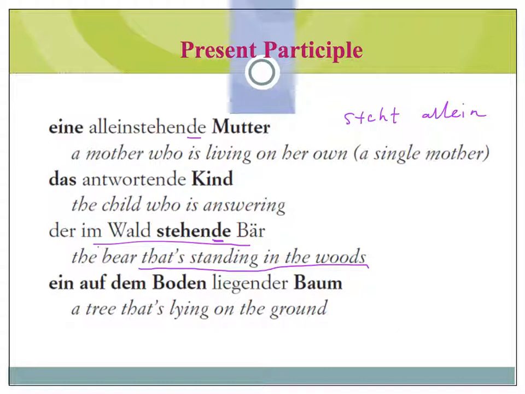Don't worry about the adjective endings. Remember that from last week. I told you not to. Last case, ein auf dem Boden liegender Baum. This is a complex structure. Don't worry if it seems a bit evasive for now. It's fine.